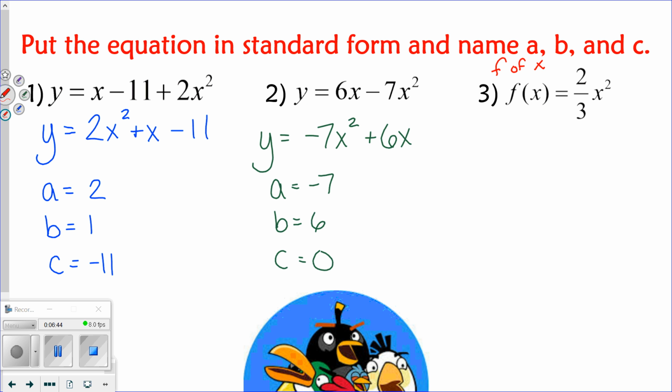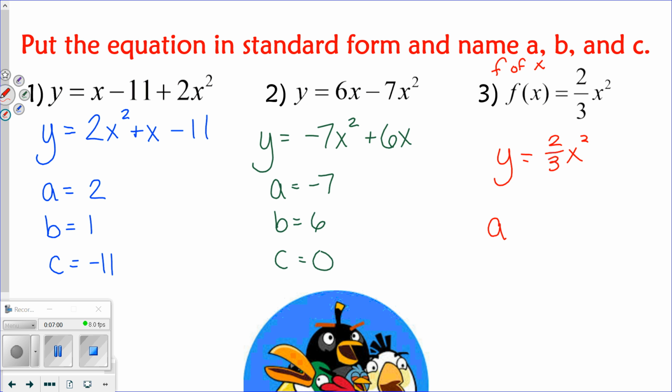All right, what is it written? Okay. Do I need to rewrite anything? If you really wanted, you could write y equals 2/3 x squared, which is fine. But y and f of x are used interchangeably. So if you see f of x, you can write y.